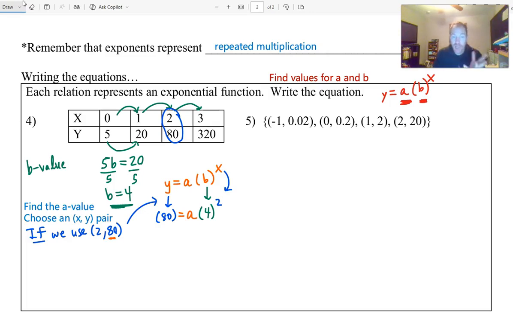That's huge. So now I'm going to solve this for A. So I can simplify on the right side. I can do 4 to the second power. So 80 is just going to hang out and wait. 4 to the second power, you might recognize that as 4 times 4.